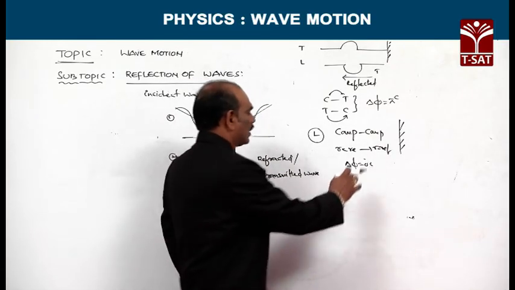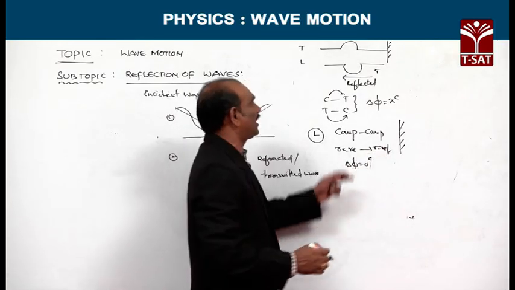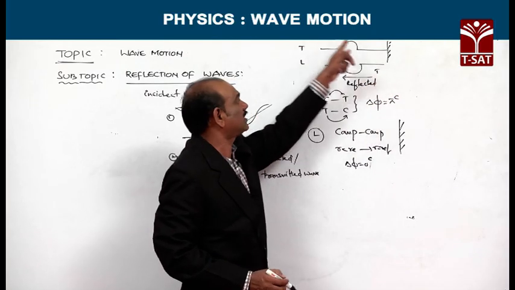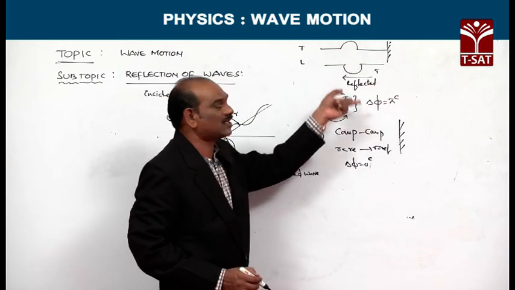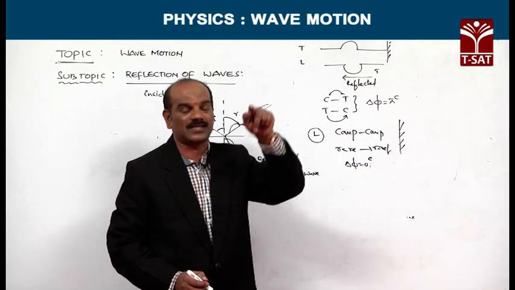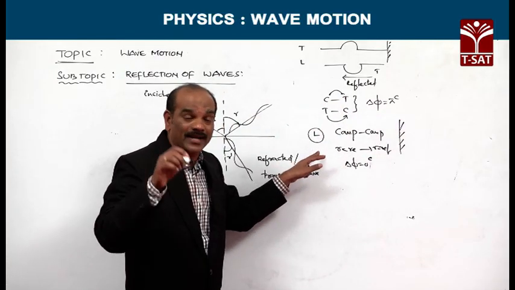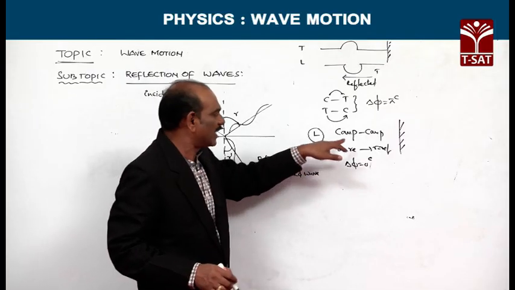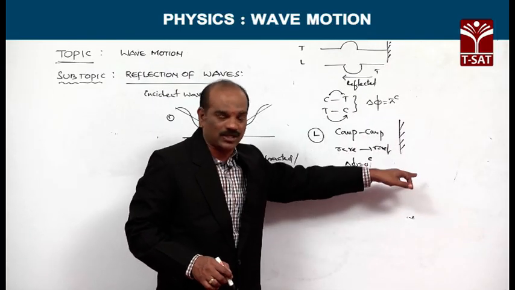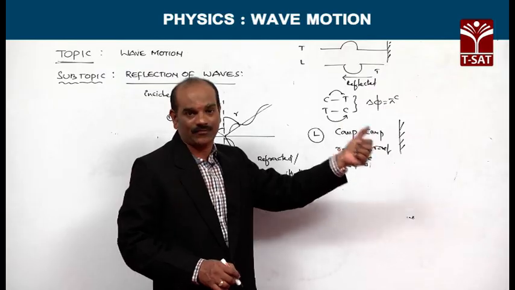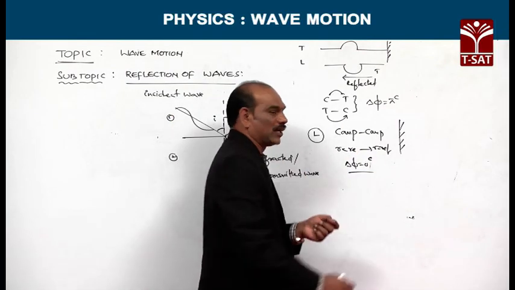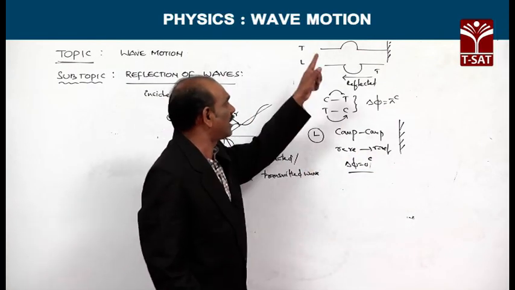That means when reflection takes place from the rigid end, in the case of a transverse pulse, crest reflects as a trough and trough reflects as a crest. The phase change is pi radians. In the case of longitudinal pressure waves, compression reflects as compression and rarefaction reflects as rarefaction; delta phi is equivalent to 0 radians at the rigid end.